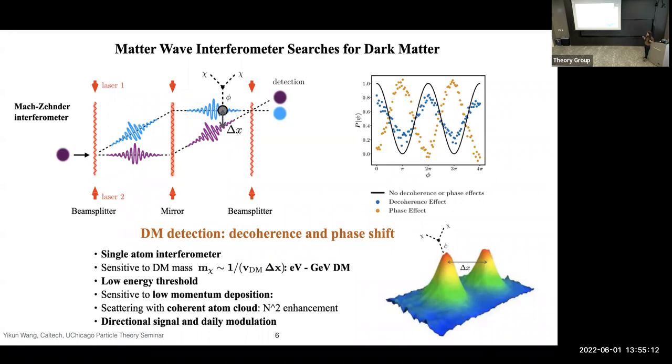But the thing is, both the mirror and also the beam splitters, right? People look at dark matter interacting with the beam splitter and mirror. So here the mirror is photons. So I think in principle, both mirror and beam splitter are photons. So I think that will be an interesting thing to look at.